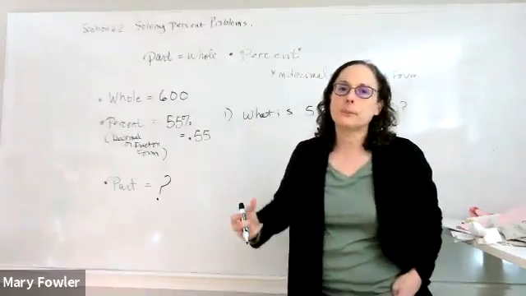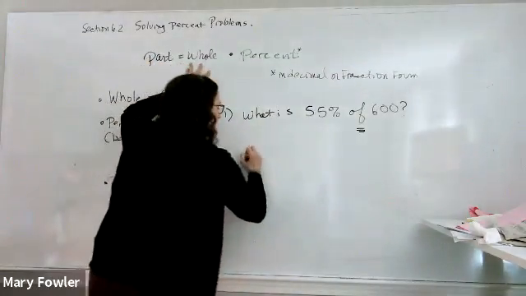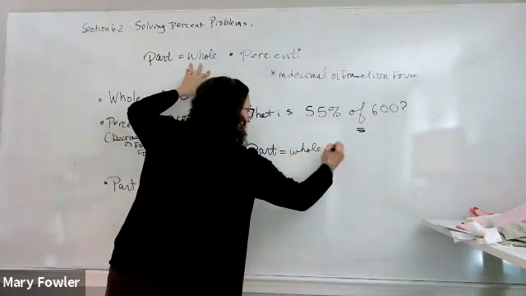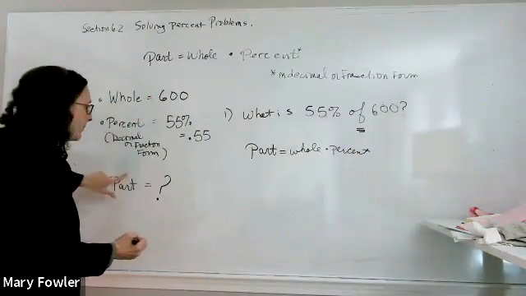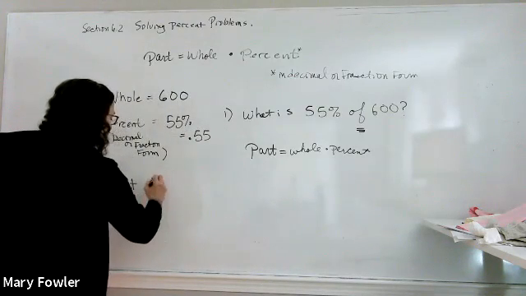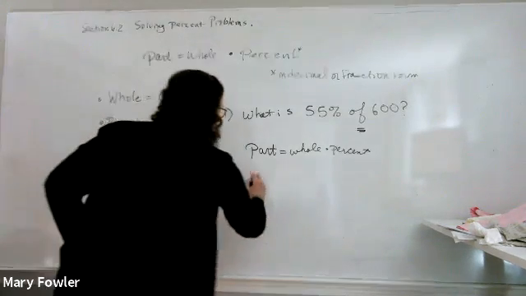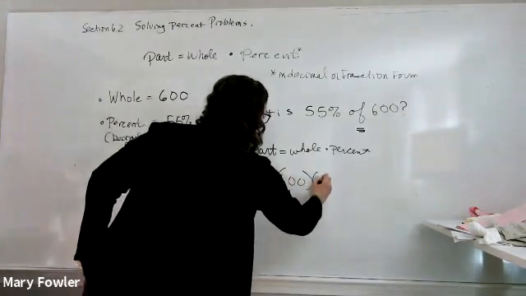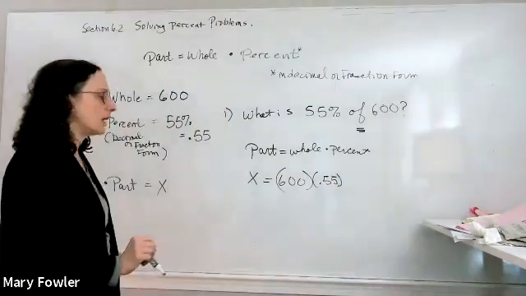Okay, so I'm going to substitute what we know into our percent equation. Let me write that out over here. Part is equal to whole times percent. And we know that part's unknown. I'm going to call it X. So it's a question mark, but you know what? Let's just call it X, because basically we're going to solve for the unknown piece. And so we have here that X is equal to 600 times 0.55.